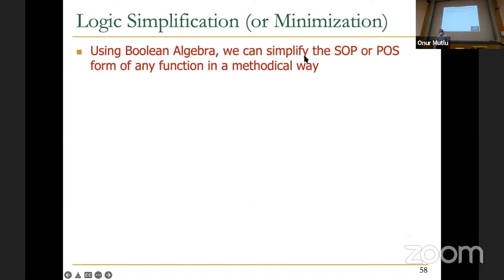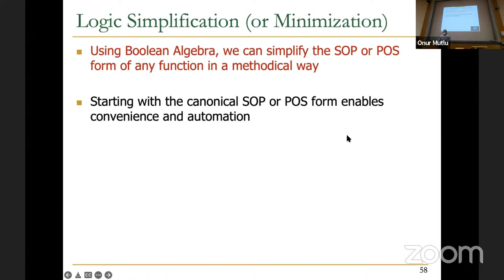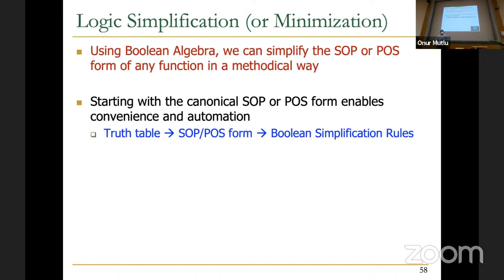But basically, we can simplify the sum of products and product of sums forms in a very methodical way. That's why we've been doing this. You start with the canonical forms, and this enables convenience and automation. You start with a truth table, derive the SOP or POS form, or maybe sometimes you don't even start with the truth table, you start with the SOP or POS form, and use Boolean simplification rules to simplify. Many heuristics, many rules, many axioms, or some other heuristics that we will discuss later on.